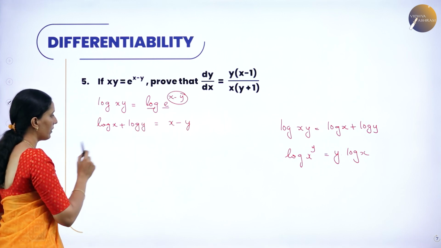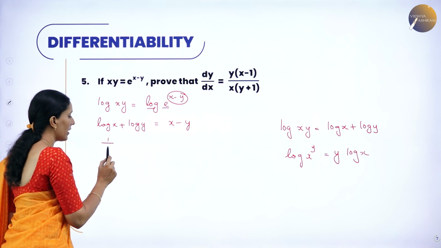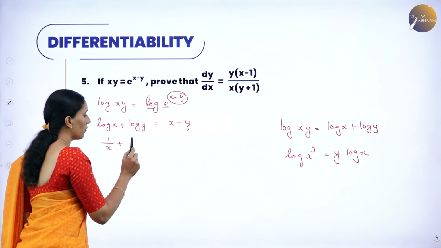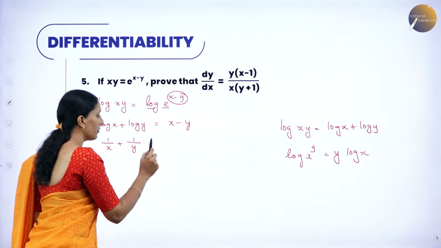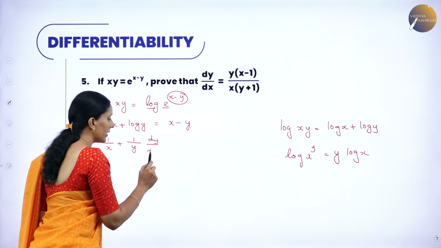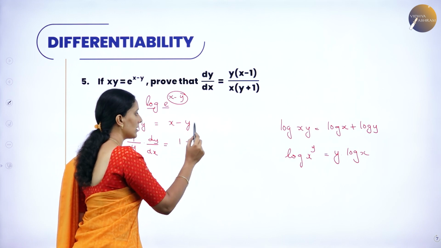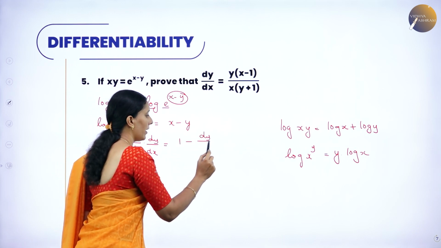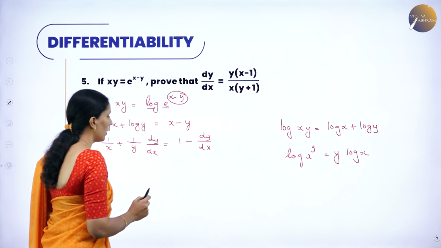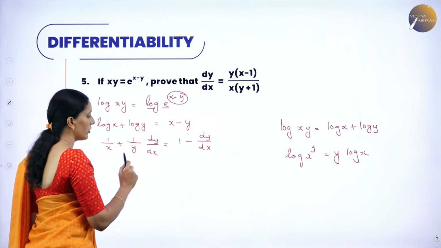So now let us derive it. What is the derivative of log x? 1 by x. What is the derivative of log y? 1 by y. But you have to write dy by dx. Now, what is the derivative of x? 1. What is the derivative of y? dy by dx.